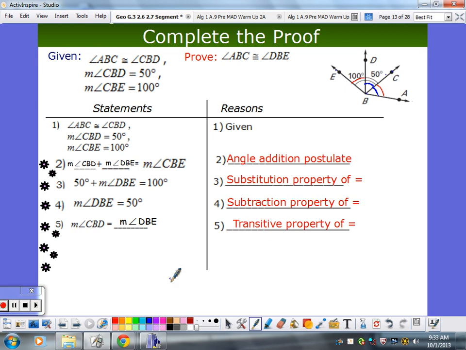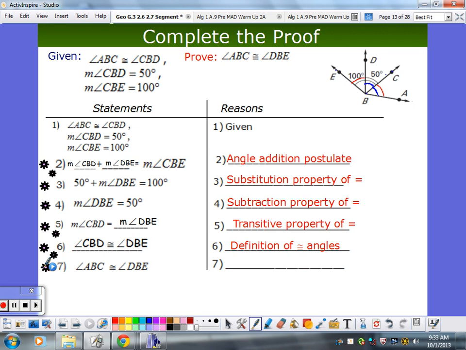These are getting harder. Okay. Blank and blank. Let me help you out here. So now I'm saying angle CBD is congruent to DBE. Because why? How do I get from here to here? Definition of congruent angles.